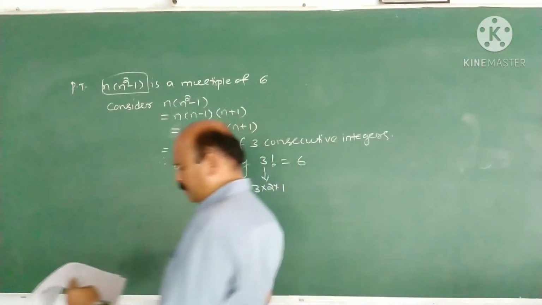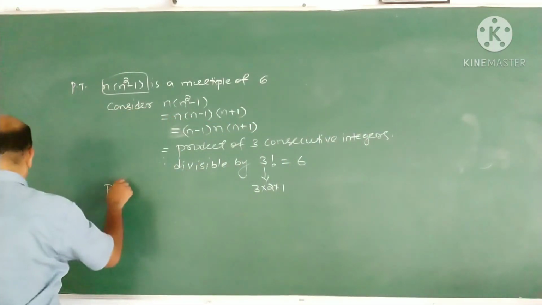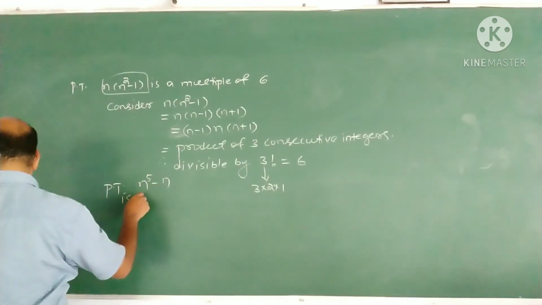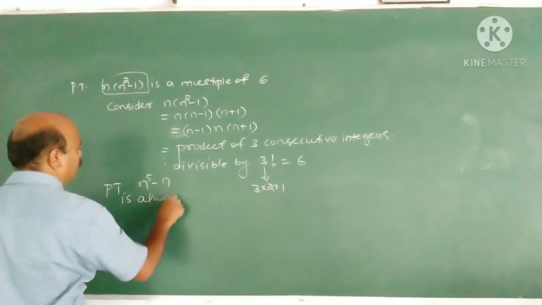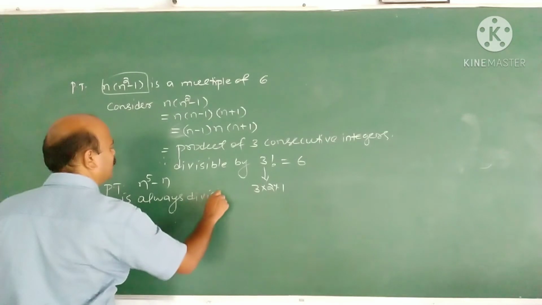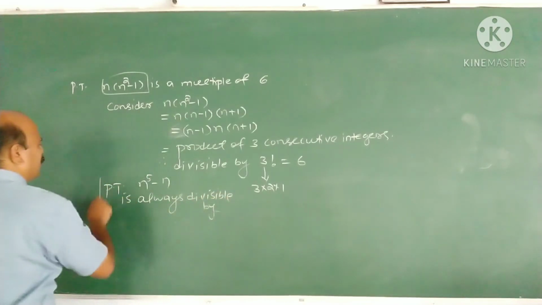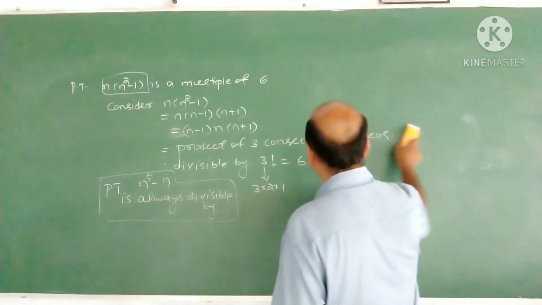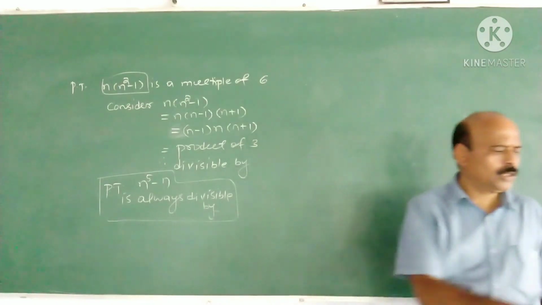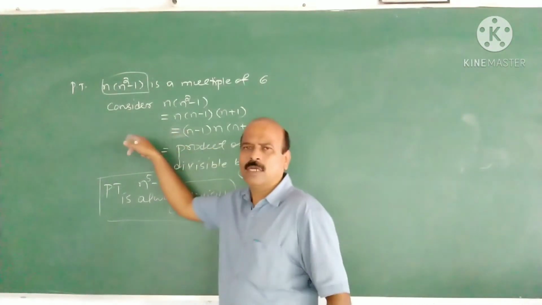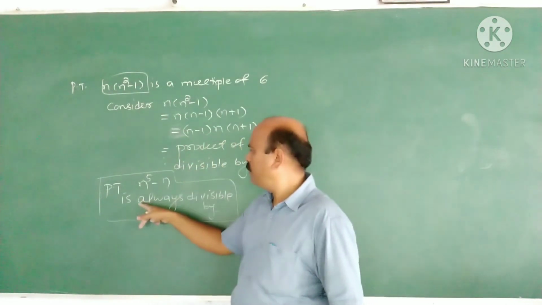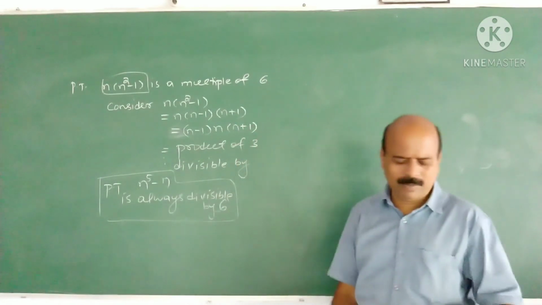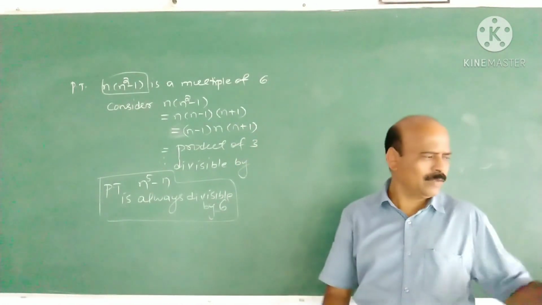Next is, prove that n raised to 5 minus n is always divisible by 6. For this type of problems, where n is a general integer, that means a natural number, we have to use this procedure, or we have to use the previous result. Now, what is divisible by 6? It is always divisible by 6.